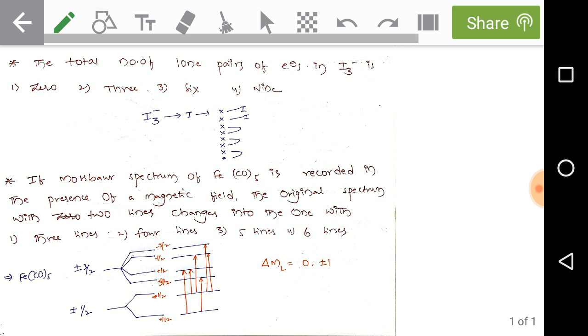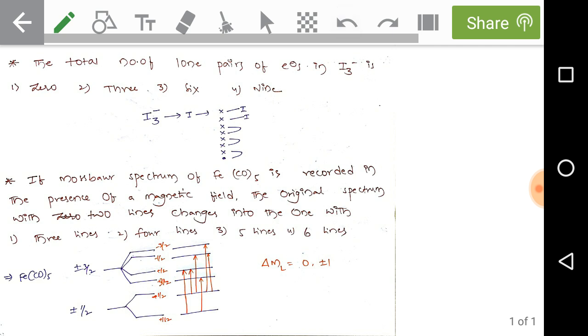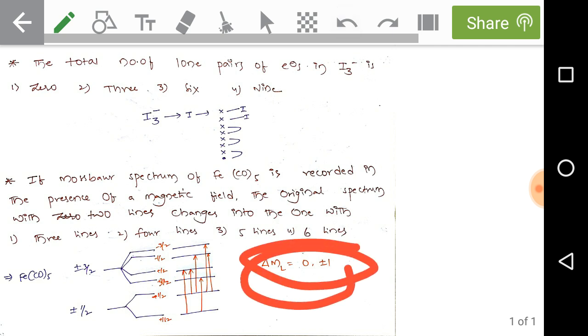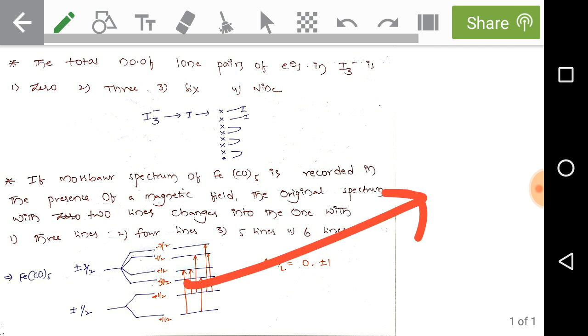Okay, so that's why we need to take the energy differences between plus or minus half to plus or minus 3/2, and here we have the selection rule, that is delta mL should be 0 or plus or minus 1 transitions. Okay, so by just using these selection rules, the 6 possible transitions are observed. From that, 6 lines are observed in the Mössbauer spectrum of iron carbonyl in the presence of a magnetic field.